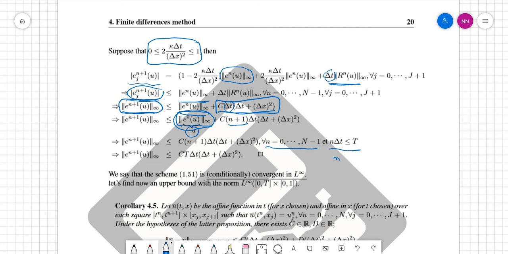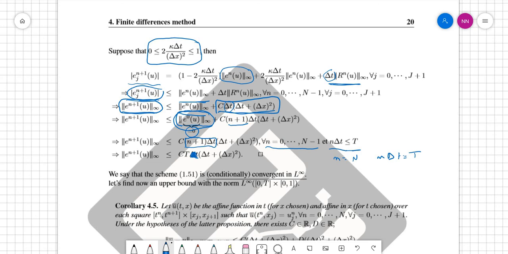And if n is equal to N, then n delta t is equal to t. So the highest value that it can take is t. That's why this (n+1) delta t here, for any n plus 1, will be upper bounded by t. And there is a mistake in here: there's no delta t in here. So we have C_t times (delta t plus delta x squared).